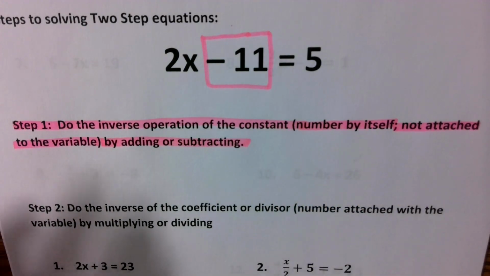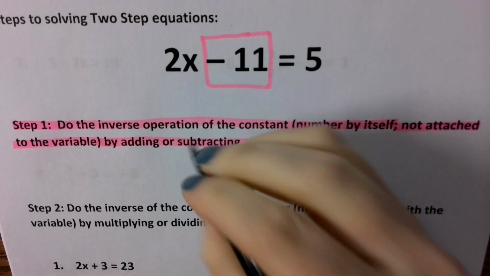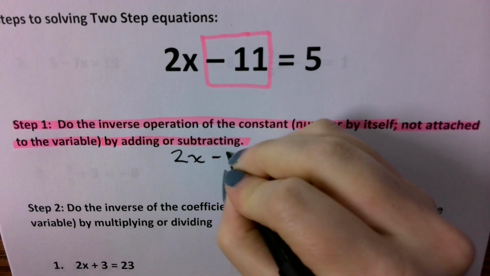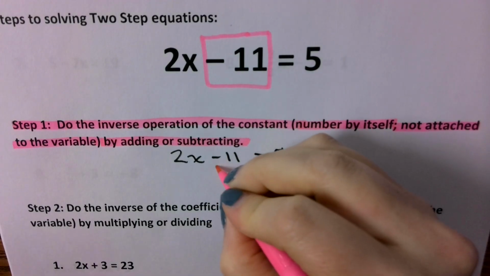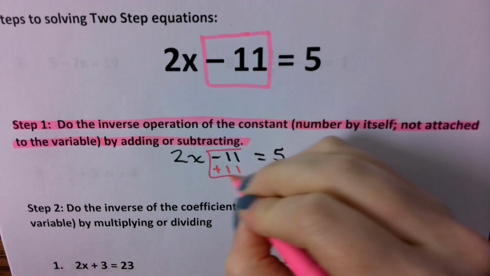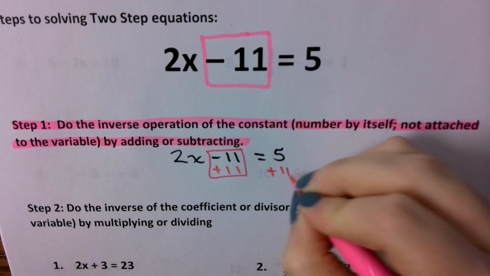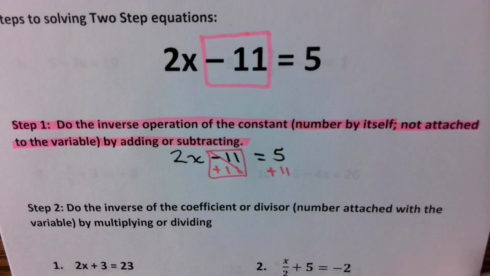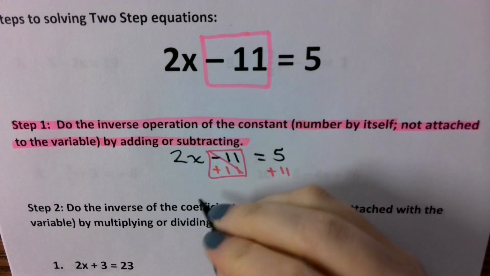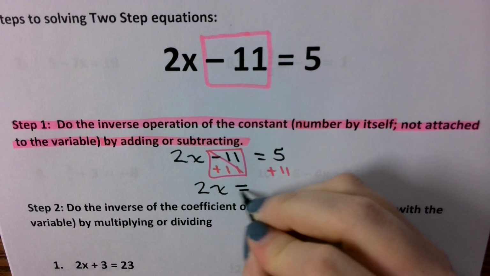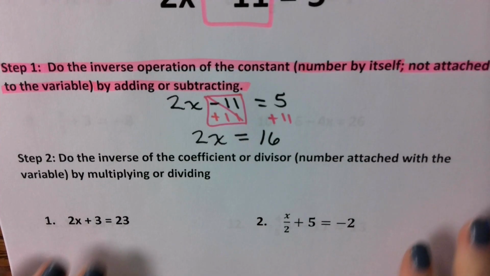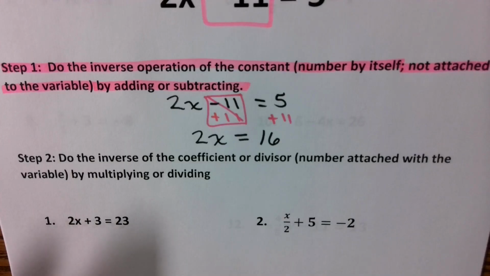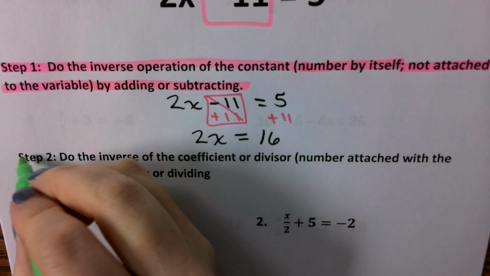So if I were to go ahead and focus on undoing this, I would say instead of subtracting the 11, I would add 11. That's my inverse operation. I can then cross off the 11s, and I would be left with 2x is now equal to 16. That then moves me down to step 2, and step 2 is focusing on the coefficient or the divisor.